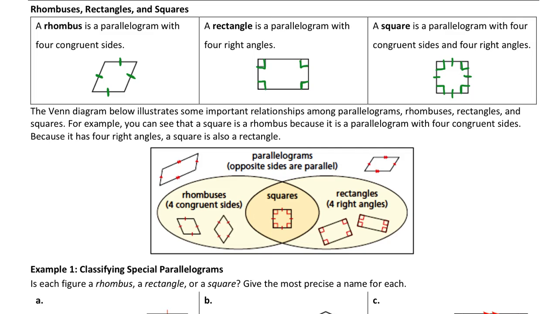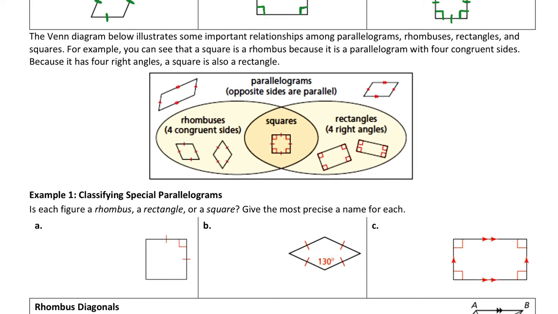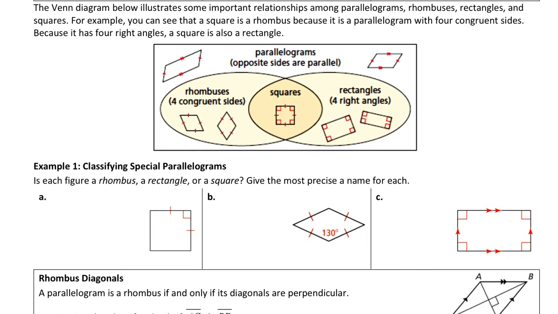So this Venn diagram below illustrates important relationships among parallelograms, rhombuses, rectangles, and squares. We can see that a square is a rhombus because it is a parallelogram with four congruent sides. Because it has four right angles, a square is also a rectangle. So all squares are rectangles and all squares are rhombuses, but not all rectangles are squares and not all rhombuses are squares, because not all rhombuses have four right angles. Not all rectangles have four congruent sides.